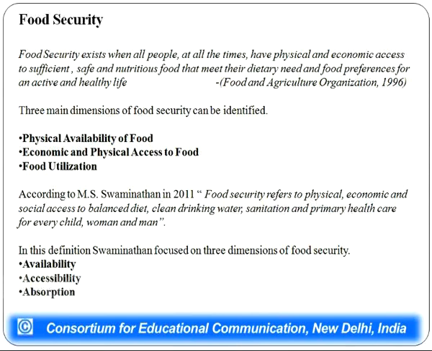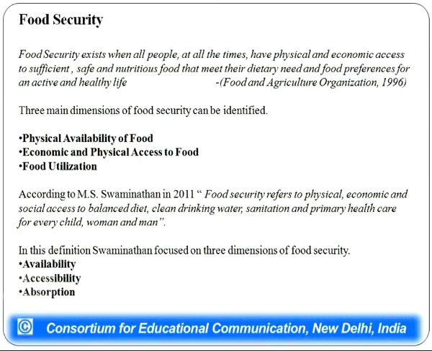I would like to quote a very important Indian agricultural scientist, Dr. M.S. Swaminathan, in 2011. I quote, "Food security refers to physical, economic and social access to balanced diet, clean drinking water, sanitation and primary health care for every child, woman and other human being, man," unquote.